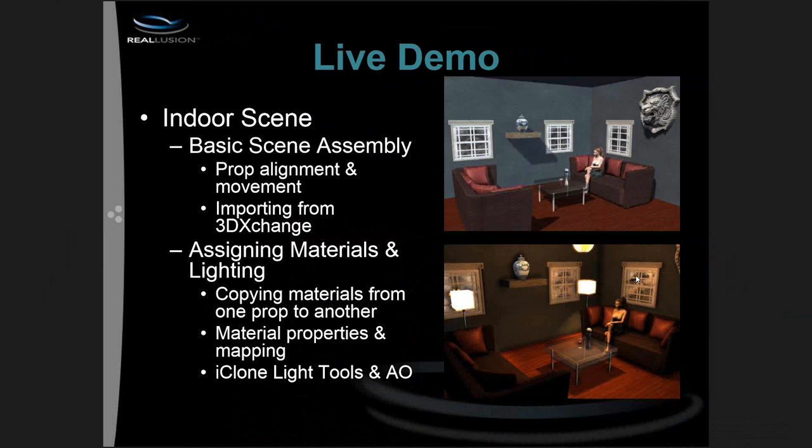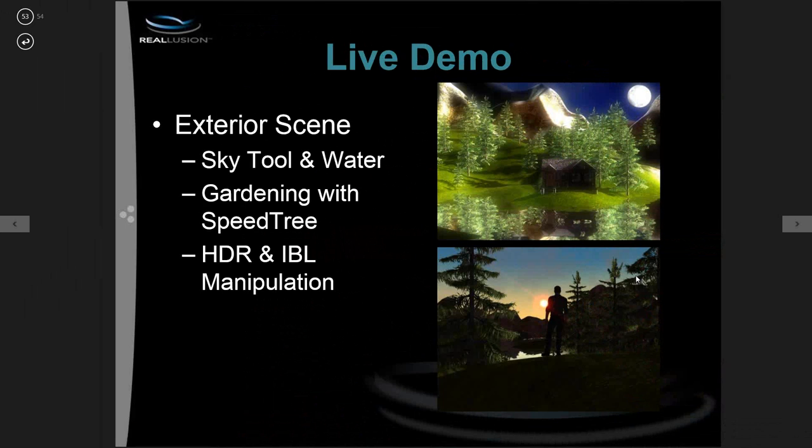So I just wanted to give you a brief overview of what we're going to be covering in our live demo here. We're going to be creating 2 scenes. Hopefully we'll have time to do both. Indoor scene, we have your basic scene assembly. I'm going to talk to you about prop alignment and movement, importing stuff from 3D Exchange, and then we're going to assign materials and lighting to our scene so it looks like the one on the bottom. And then we're going to be talking about iClone light tools and ambient occlusion and all that fun stuff.